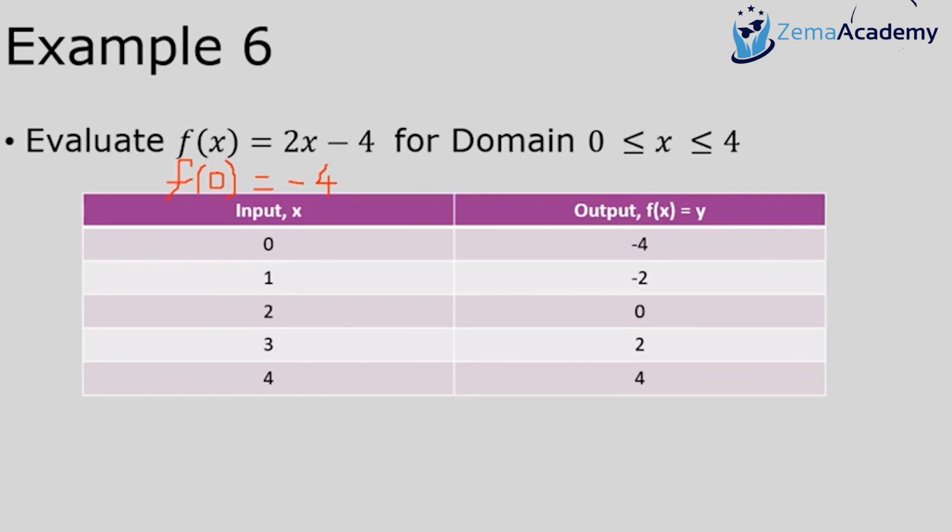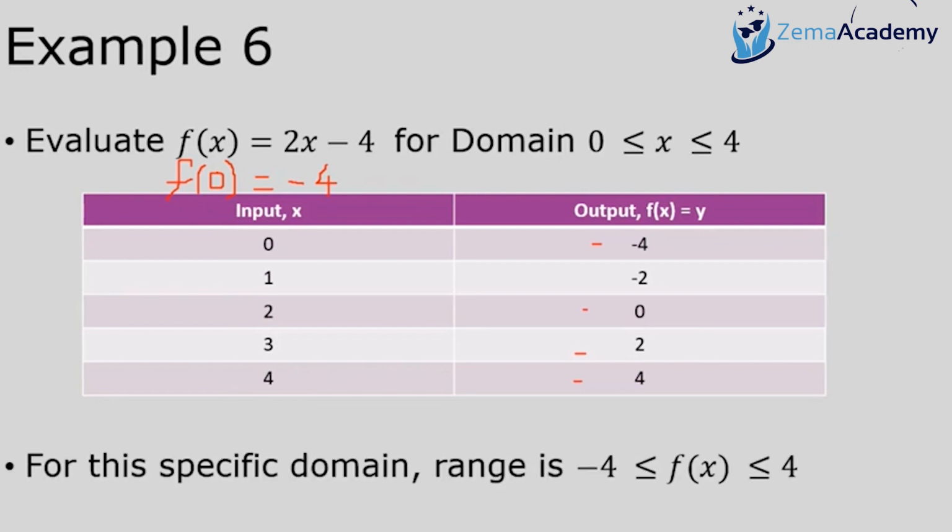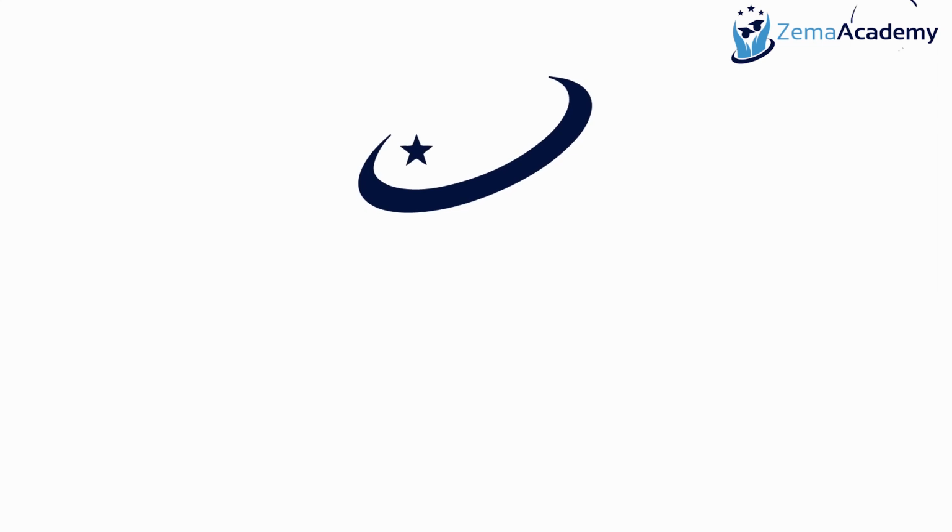So you can see on the right hand side I have f of 0 at the top, which matches my sum, minus 4. I've got f of 1, which is minus 2, f of 2, which is 0, f of 3, which is 2, and f of 4, which is 4, because 2 times 4 is 8, minus 4 is 4. So for this specific domain of 0 less than or equal to x less than or equal to 4, the range, the output, is between minus 4 and 4, which we write as minus 4 less than or equal to f of x, less than or equal to 4.